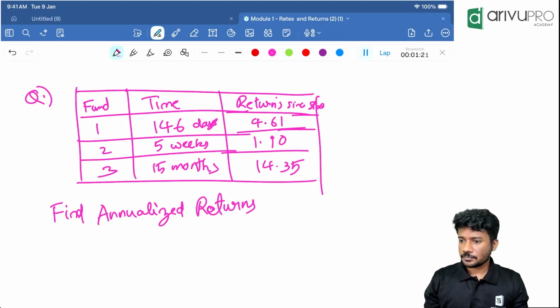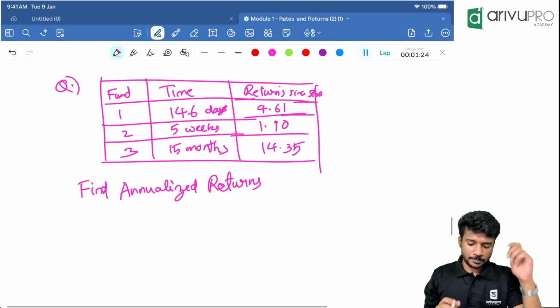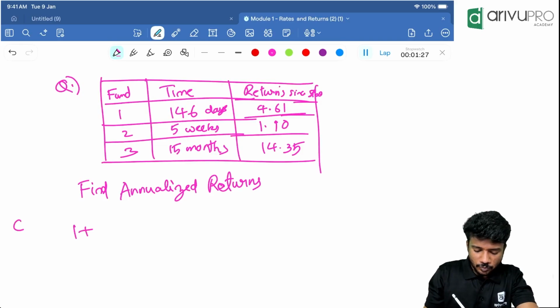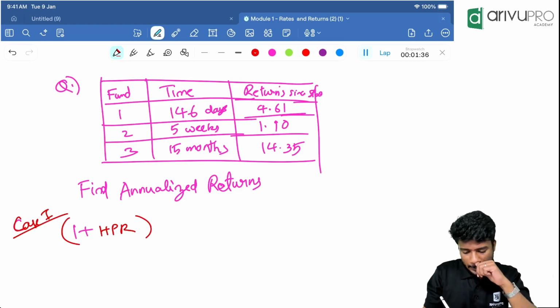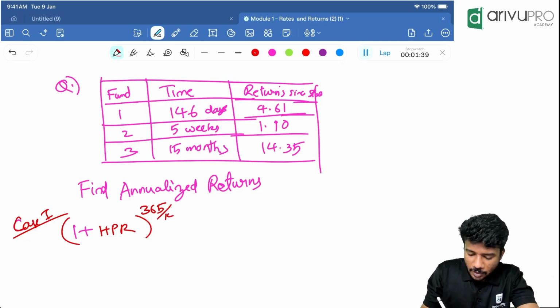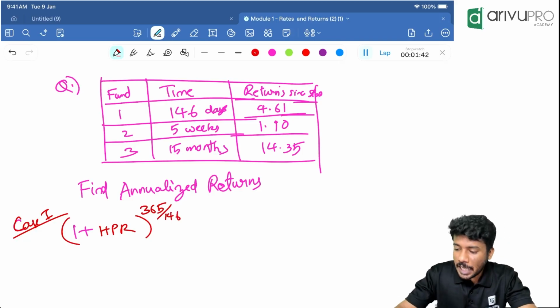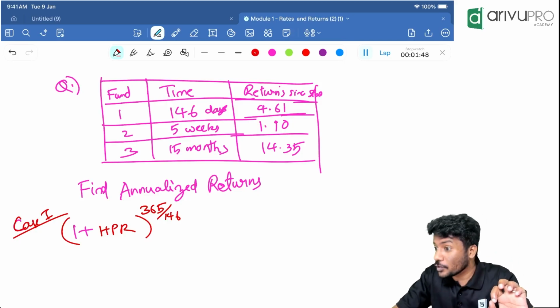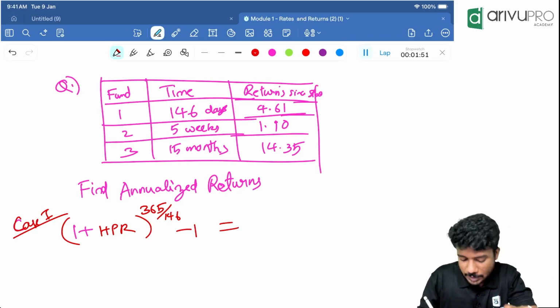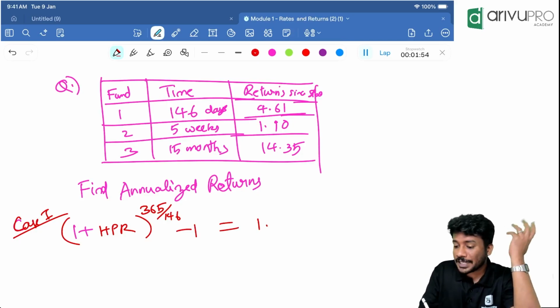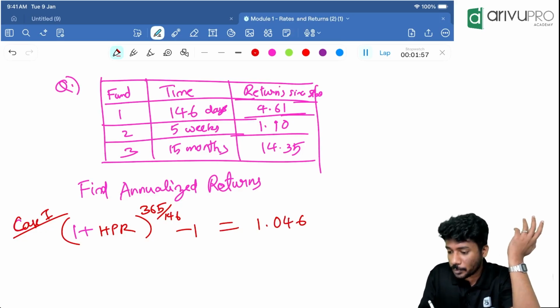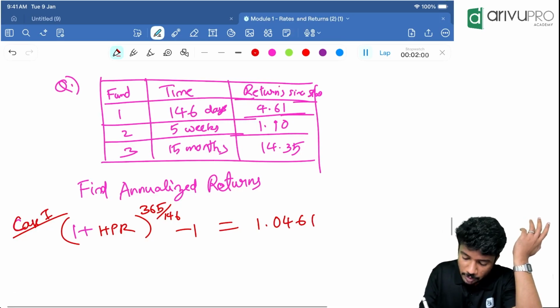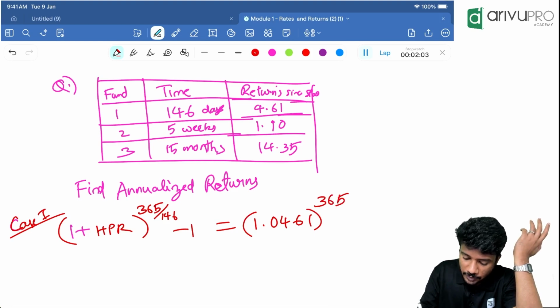Case 1: 1 plus HPR, the whole raised to 365 divided by 146. Get me the answer for this direct question. Since we are adding the 1, we should also reduce minus 1. So 1 plus HPR becomes 1.0461, the whole power 365 divided by 146.